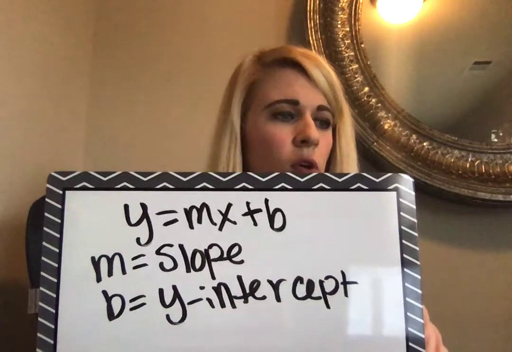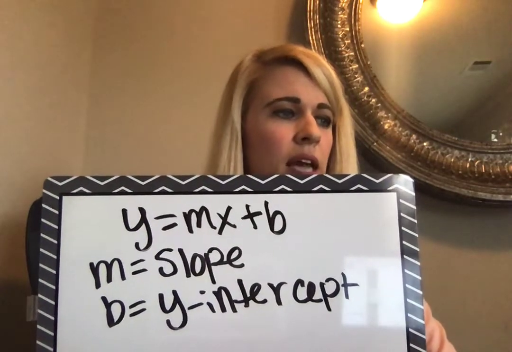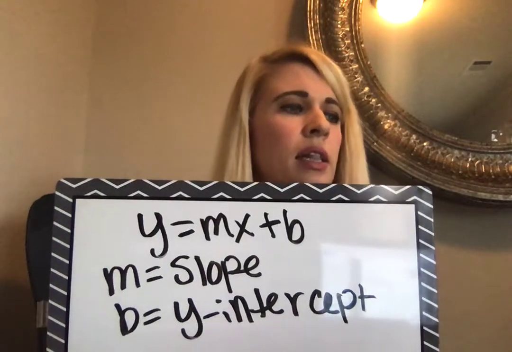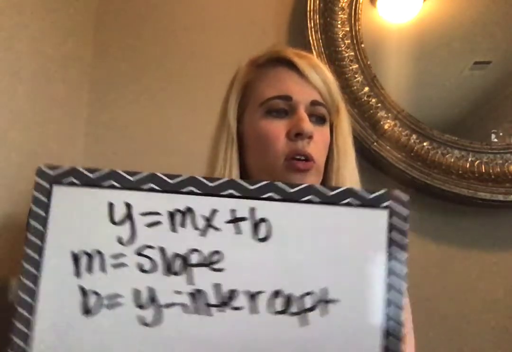For the questions below, it says for each equation in 1 through 3, list the slope, the y-intercept, and whether or not it is proportional. Let's look at number 1. What would be the slope? The slope would be -4 because it's right in front of your x. Your y-intercept is 9.